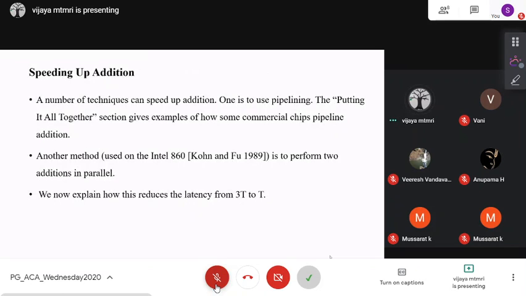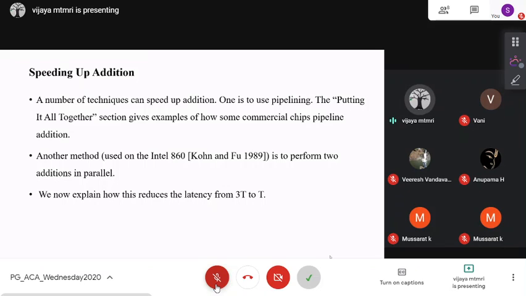Speeding up the addition. There are several techniques used to speed up the addition. One of them is pipelining. The putting it all together section examples how commercial chips are pipelined additionally. Let's estimate how long it takes to perform the algorithm. As we know that step 2 requires an addition, step 4 requires one or two additions, step 7 may require an addition, but it takes t times, you need to perform p bit. It takes more amount of time.